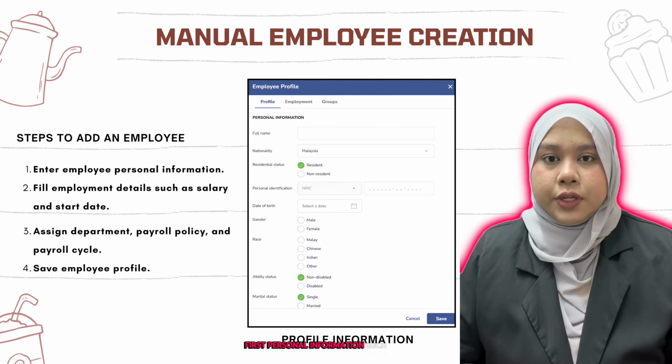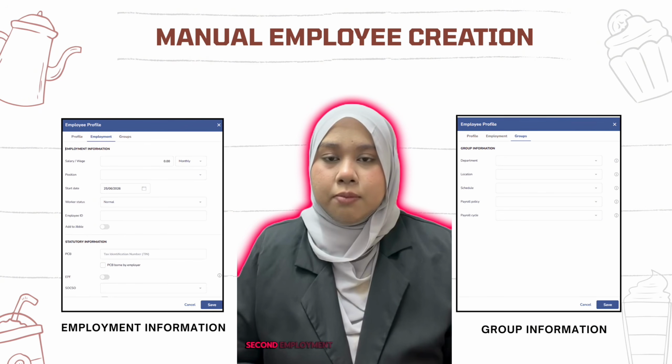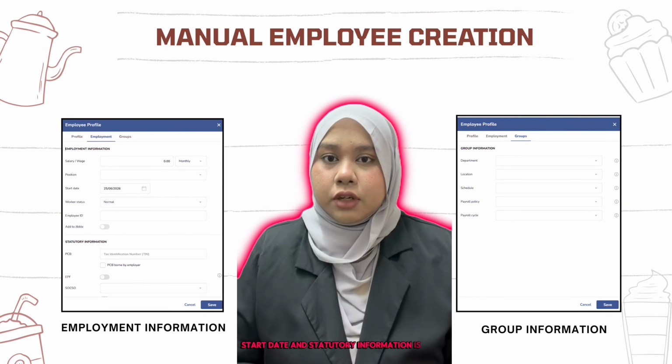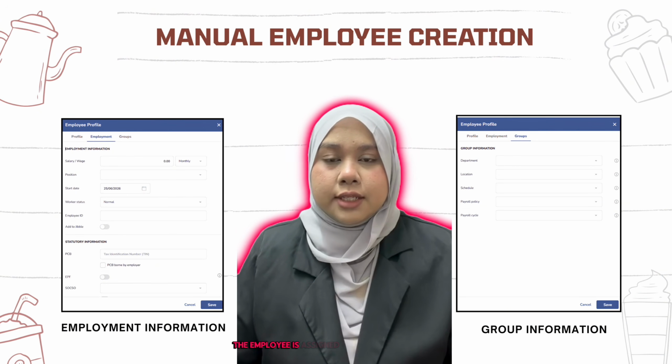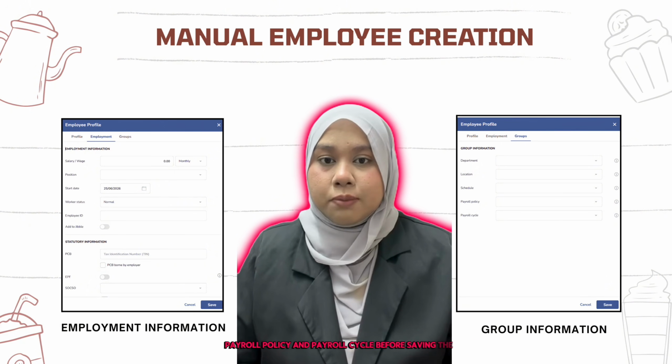First, personal information such as employee name, identification number, nationality, and contact details are entered. Second, employment information including salary, start date, and statutory information is completed. Finally, the employee is assigned to the appropriate department, payroll policy, and payroll cycle before saving the profile.